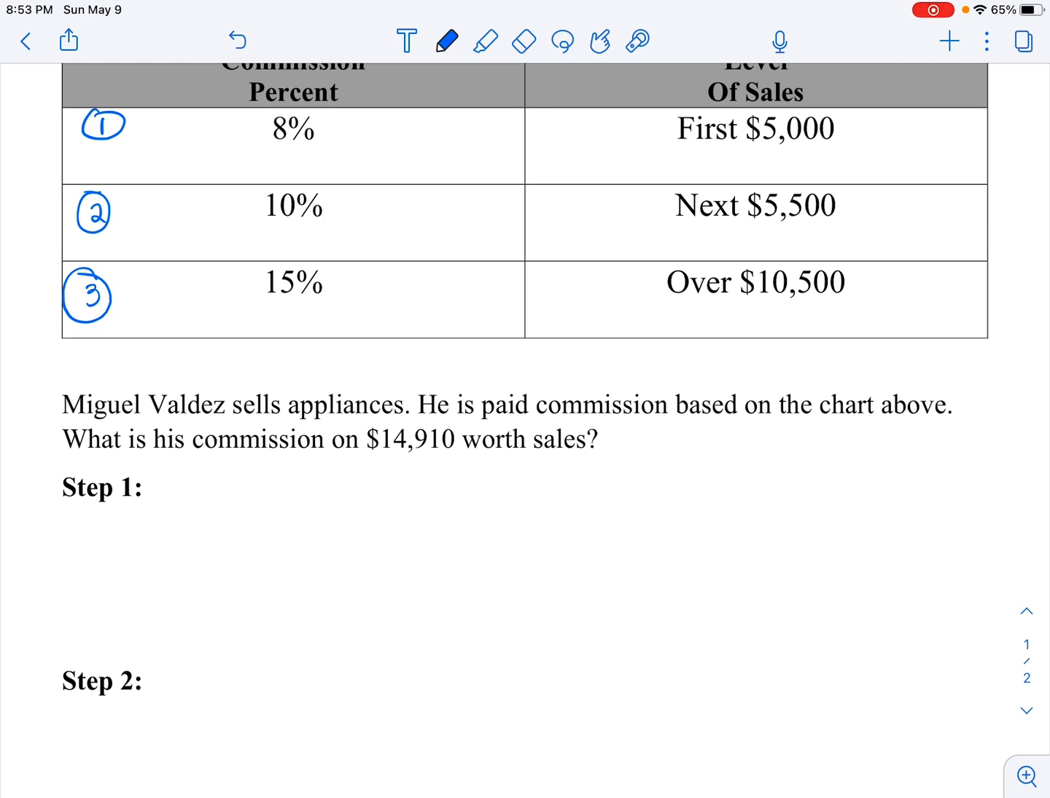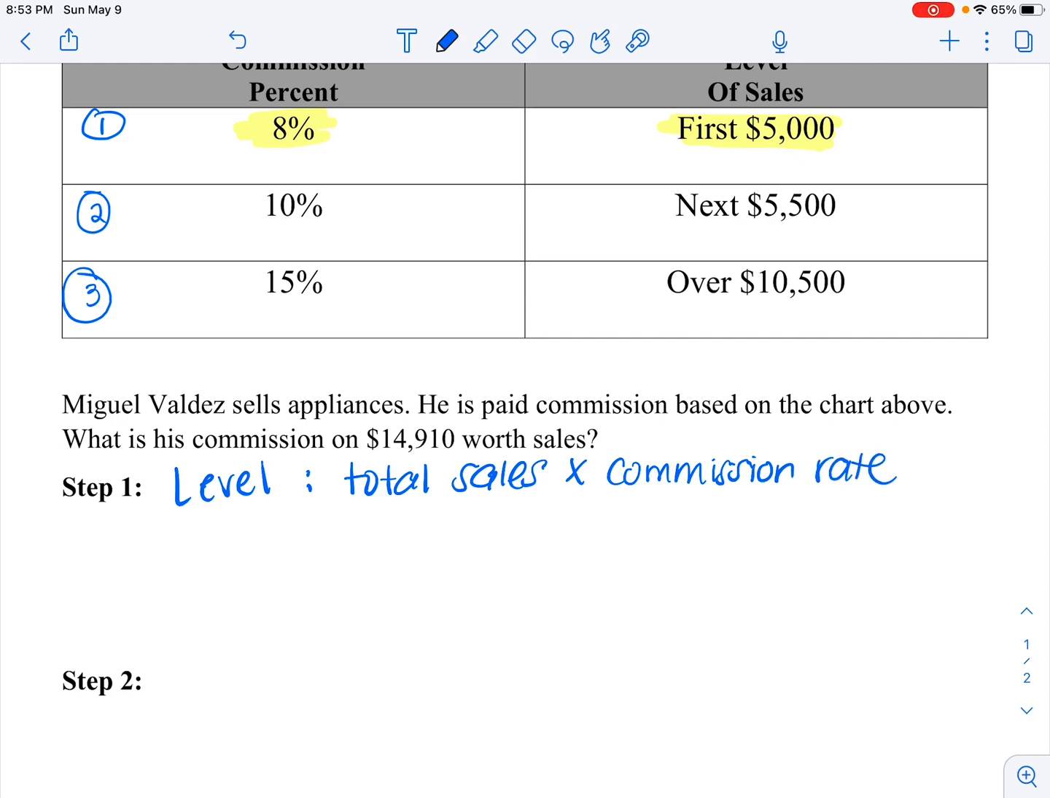So we start with level 1, and then we'll go on to level 2. So first we're going to use these numbers right here. And we know our formula, right, is total sales times commission rate. That's how we're going to find the commission for the first 2 levels. So we need to plug in our sales and we need to plug in our rate.